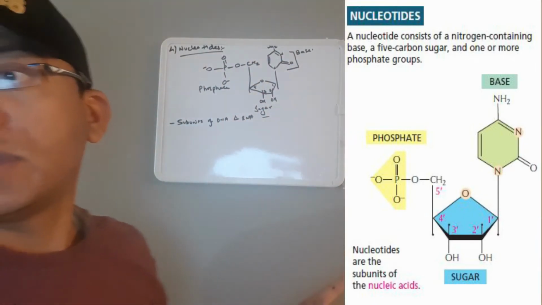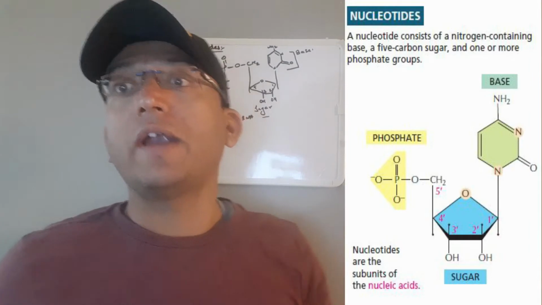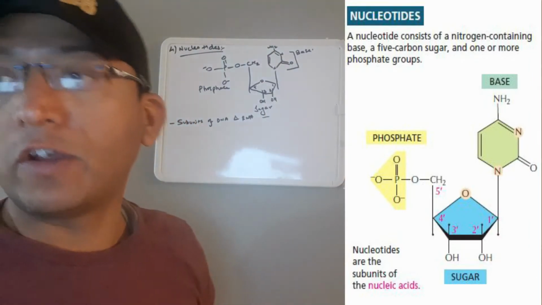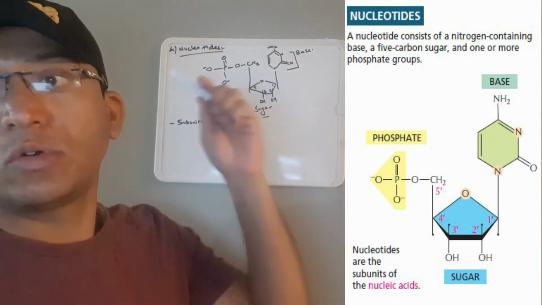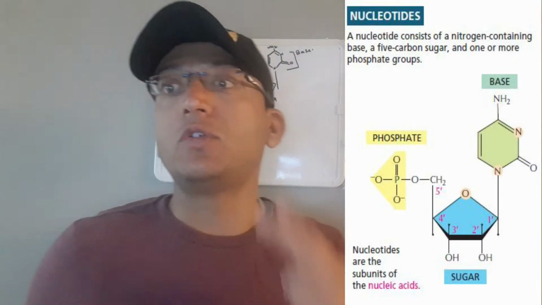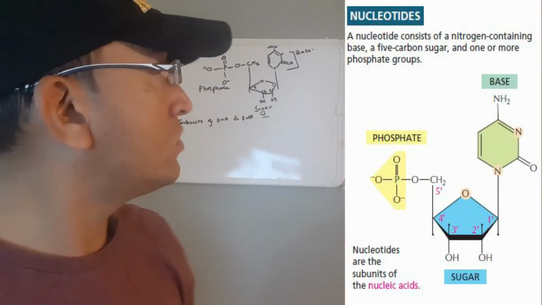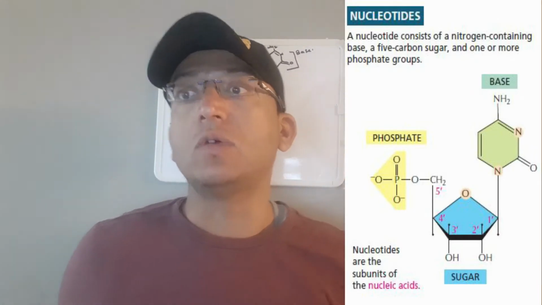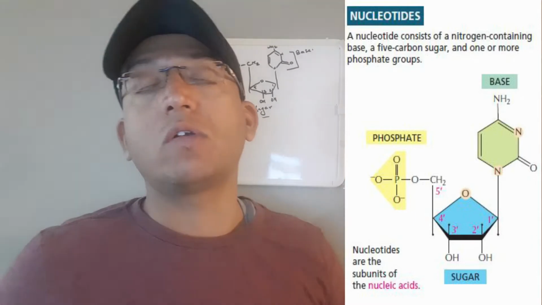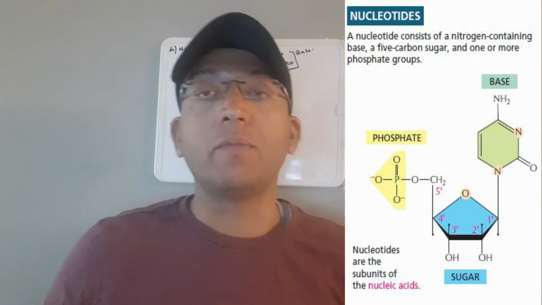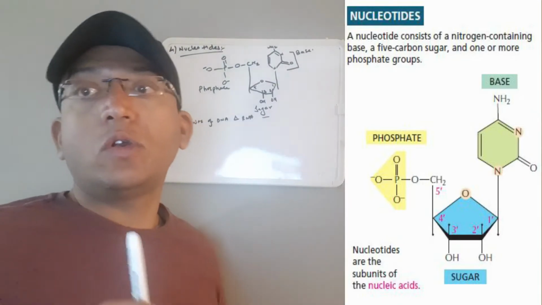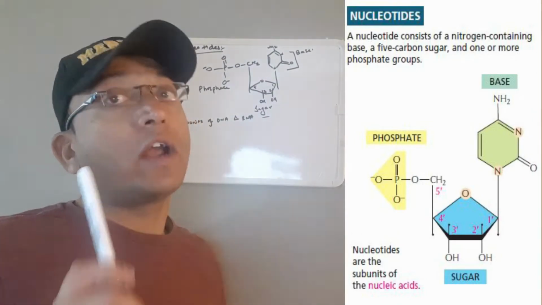So the nucleotides are nucleosides that contain one or more phosphate groups attached to the sugar, and they come in two main forms: those containing ribose are called ribonucleotides, and those containing deoxyribose are known as deoxyribonucleotides.